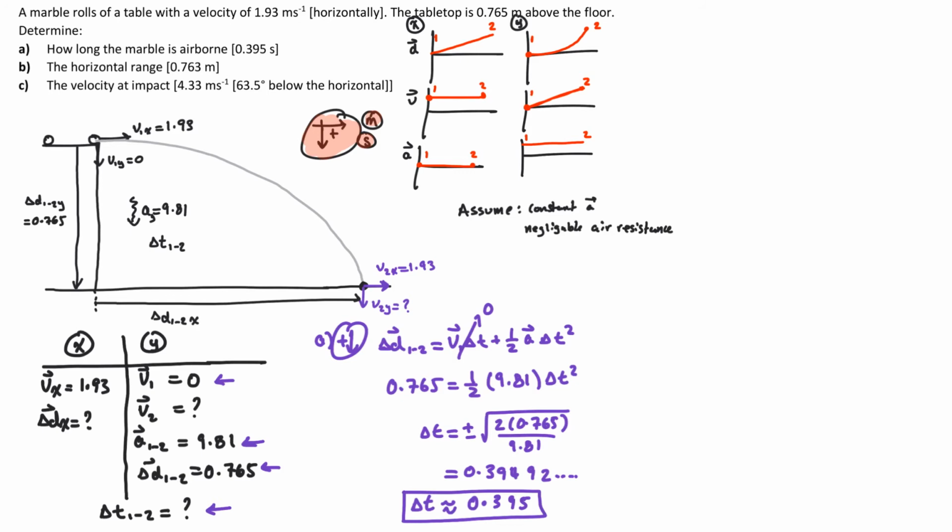For part B, let's use a different color for this. I will use blue. I need the horizontal range, so I'll do that here. I'm going to take right to be positive, meaning that I'm dealing with the x direction only, and I don't have to write x directions anymore. So the velocity from 1 to 2 is going to equal the displacement from 1 to 2, that's the average velocity equation, divided by the change in time from 1 to 2. I need the displacement, so I'm going to rearrange this.